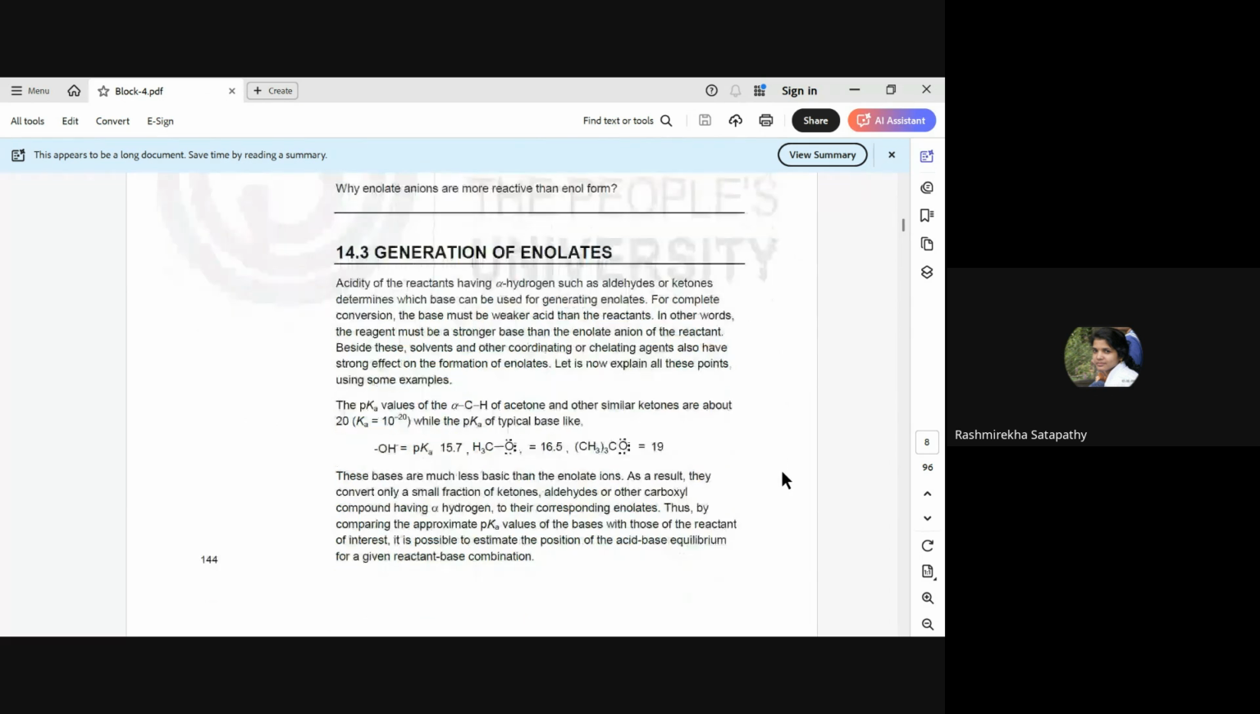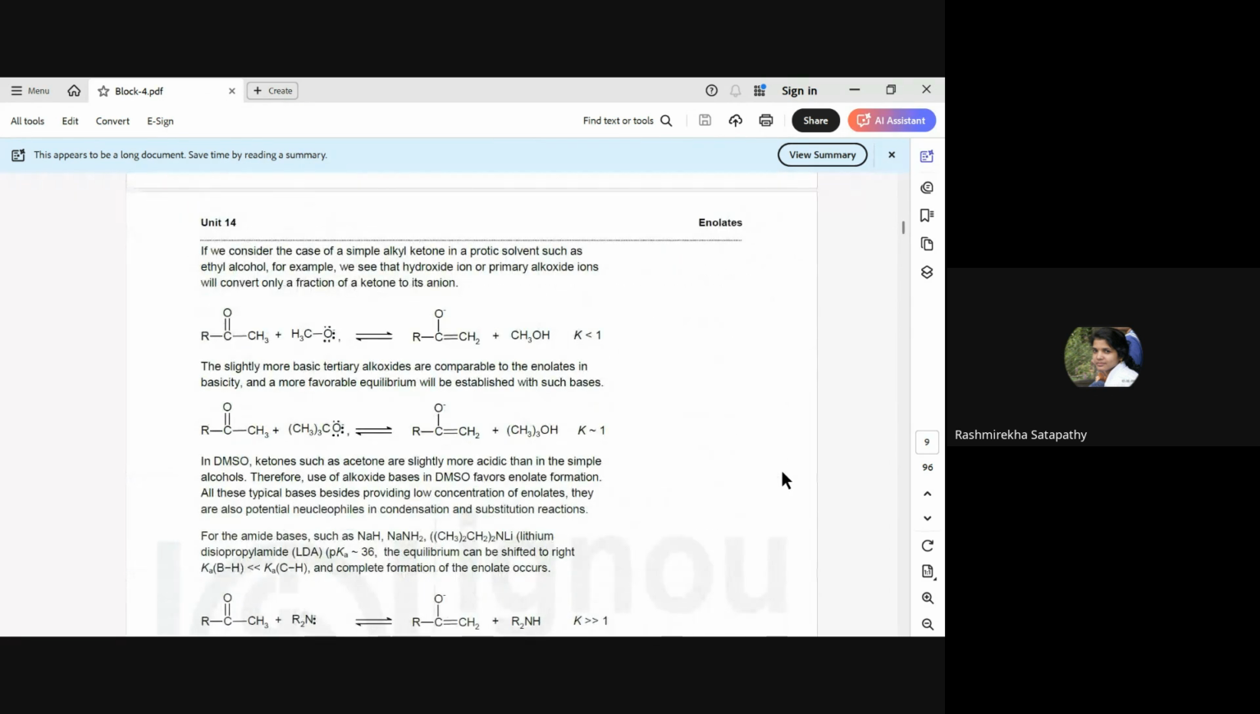Acidity and generation of the enolate. You can see enolate, if we consider the case of a simple alkyl ketone in a protic solvent. Protic solvent means the solvent donates protons, such as ethyl alcohol. For example, we see the hydroxide ion or primary alkoxide. This is methanol, CH3OH. In CH3OH, H is the positive charge and OCH3, OMe, is the negative charge.